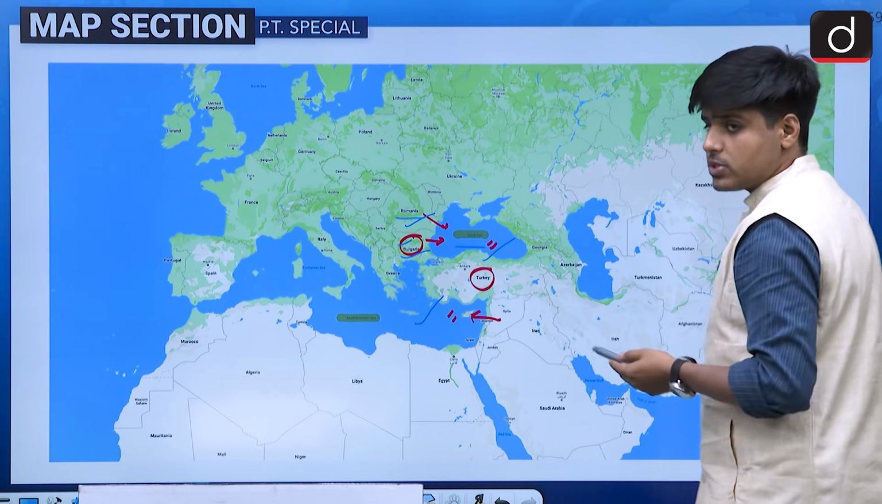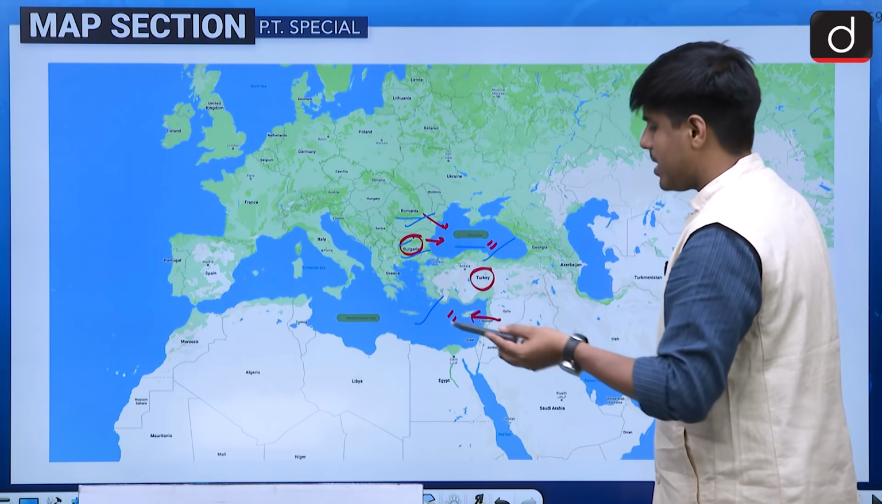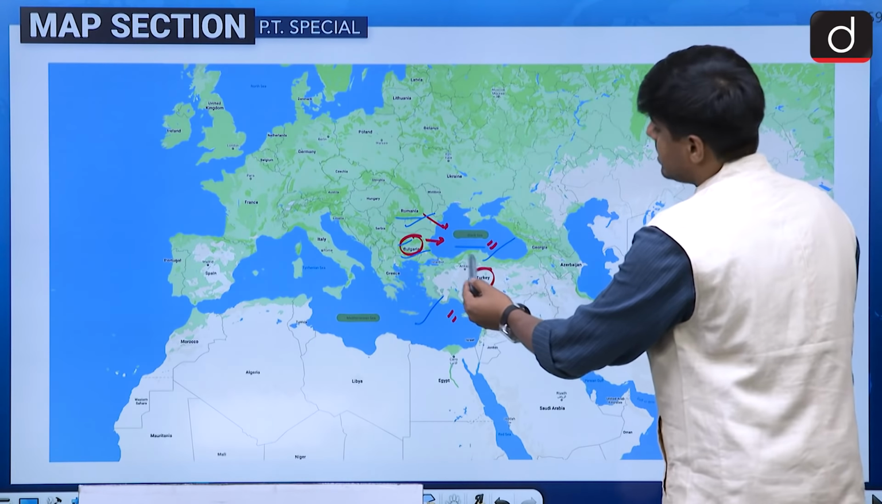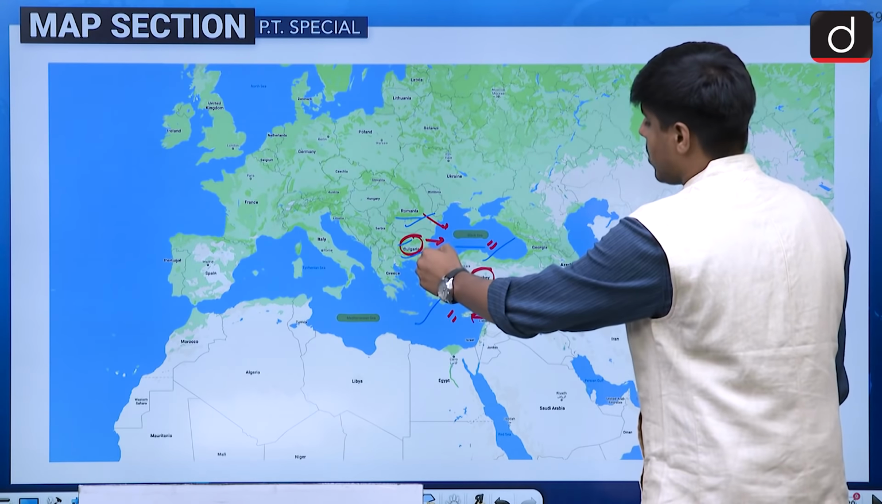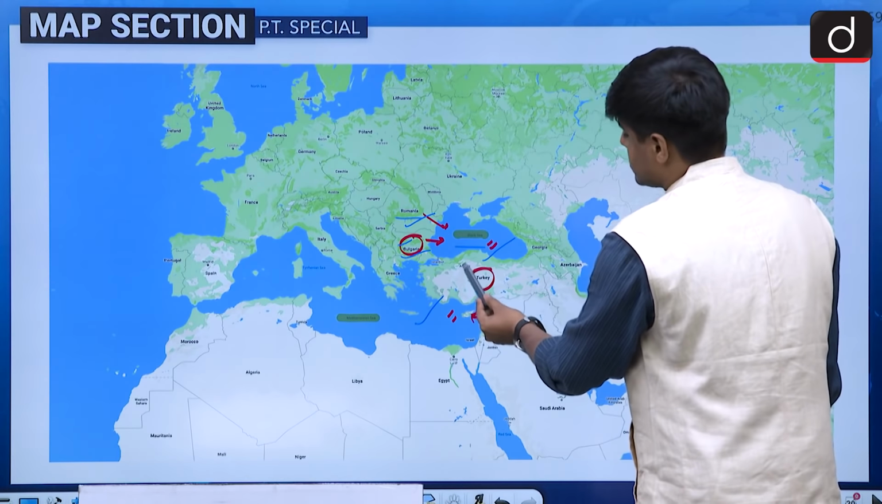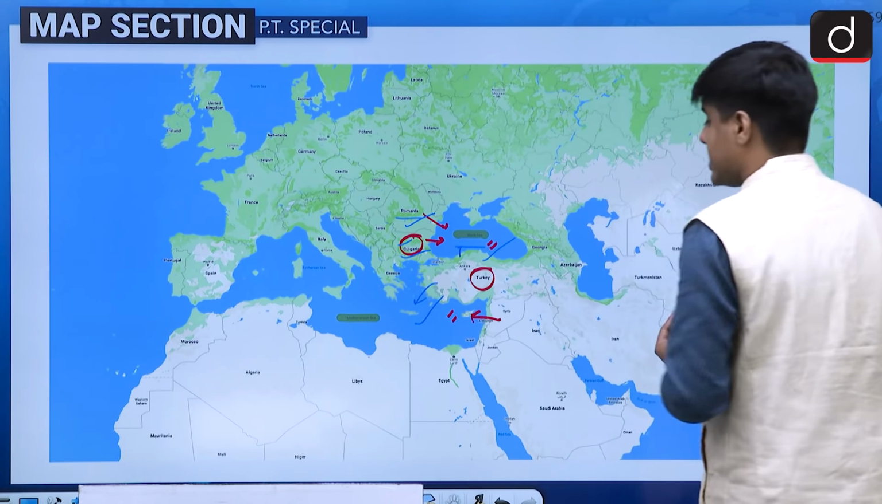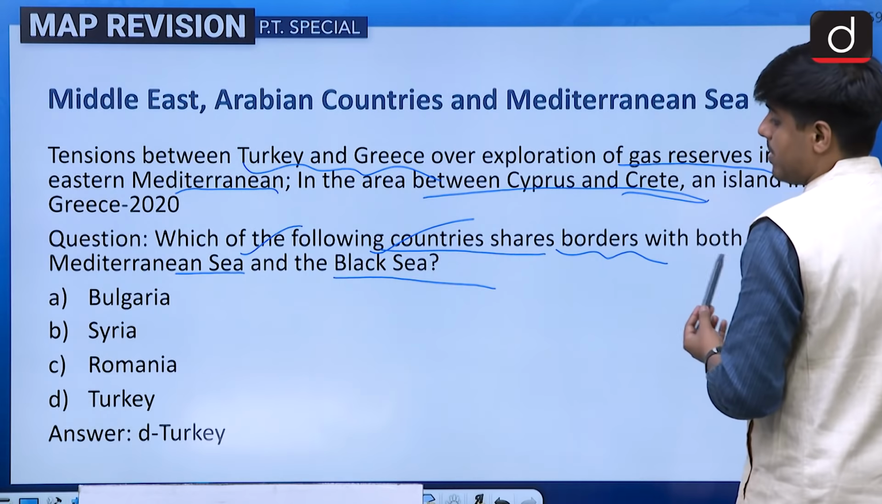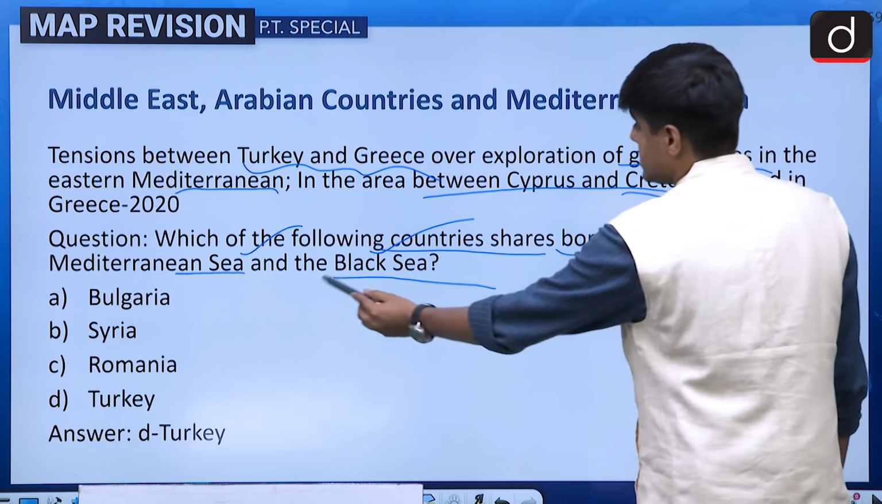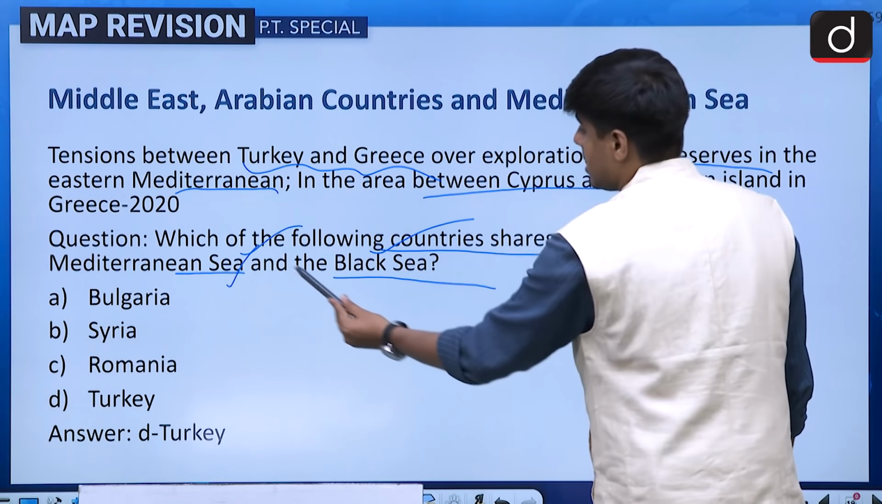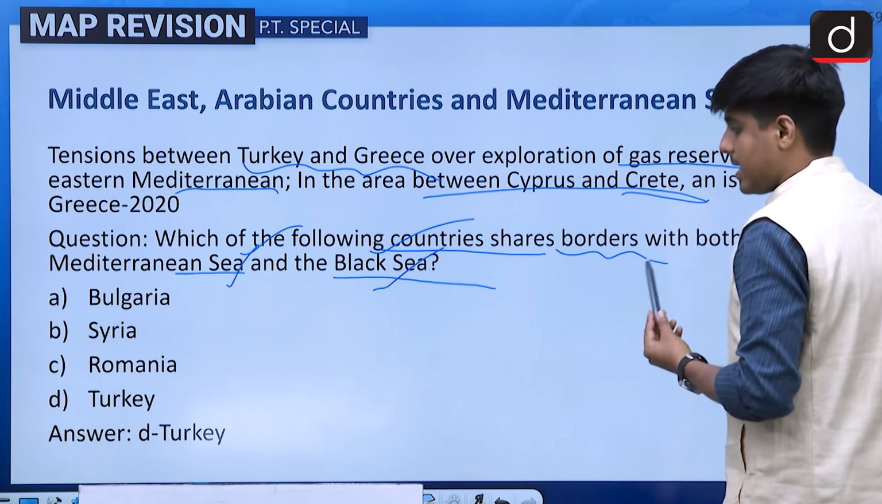Once upon a time, Turkey was called the old man of Europe, sick man of Europe. It is also the connecting link between Europe and Asia. So here it shares its border both with Black Sea as well as Mediterranean Sea. Let us have a look back at the question. It is the only country which shares its border with Mediterranean as well as Black Sea.